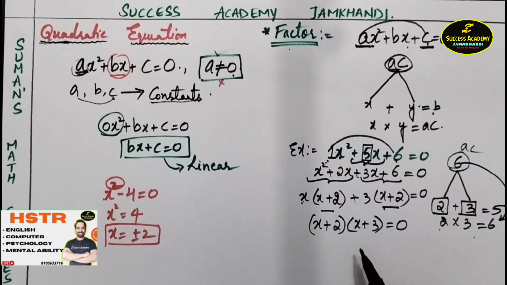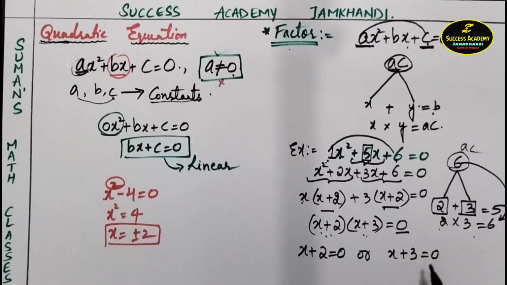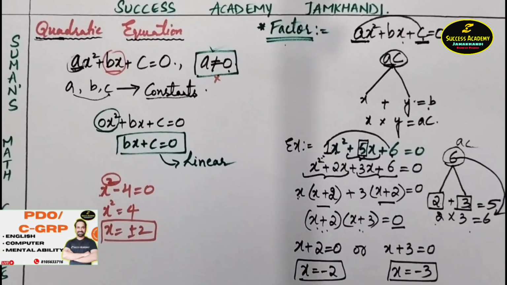Another concept enters here. If the product of any two terms is 0, then either of the terms is 0. So we'll take either x plus 2 equals to 0 or x plus 3 equals to 0. Hence x is equal to minus 2 and the other is x equal to minus 3. These are the two zeros or the two roots of the quadratic equation.